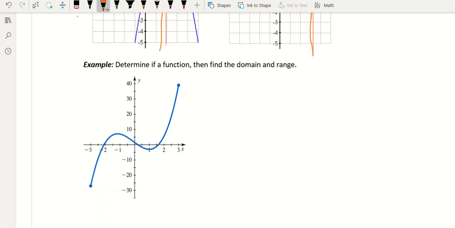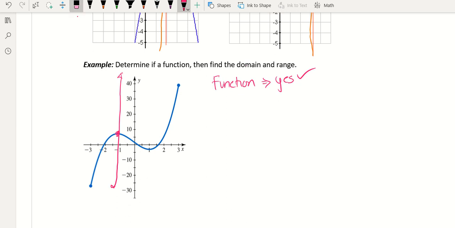Okay? Now, let's try a different approach. Let's determine if it is a function, and then we'll find the domain and range. So if I draw an imaginary vertical line straight through the middle, how many times does it cross over? It only crosses over once right here. So the first part of the question is, yes, it is a function.